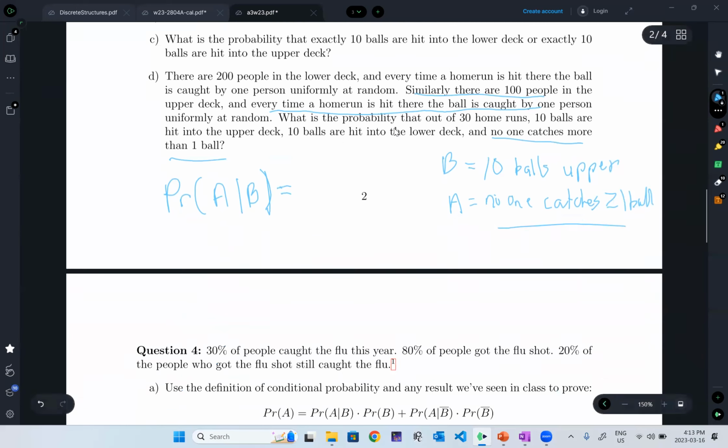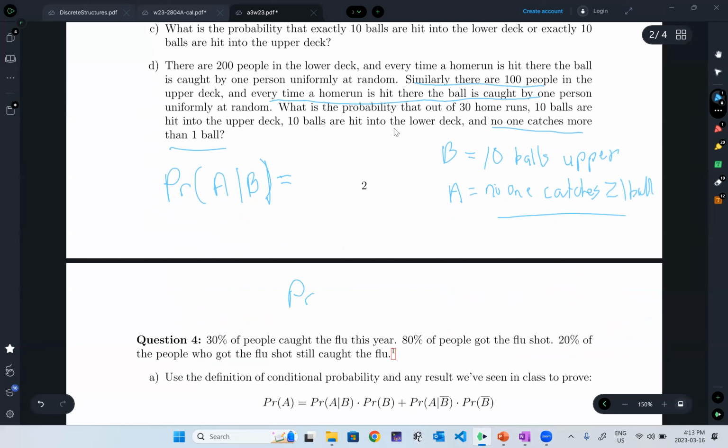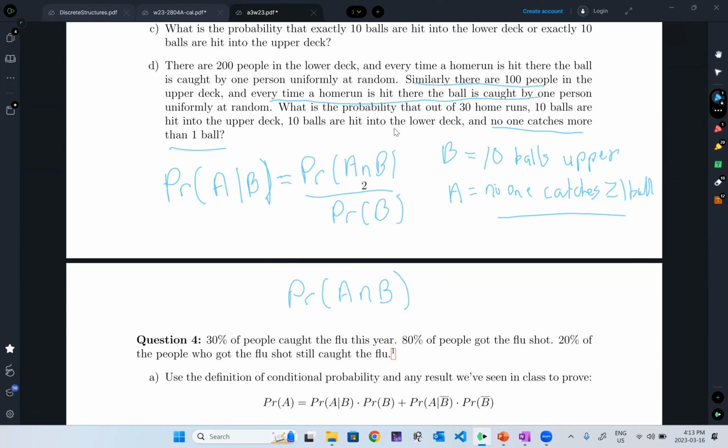The other thing, what we're actually trying to find in this question is the probability of A and B. So that's what we want. The probability that 10 balls are hit into the upper deck and no one catches more than one. But if I look at my formula for conditional probability, it looks like this. So if I want to isolate this part, I can multiply both sides times the probability of B.